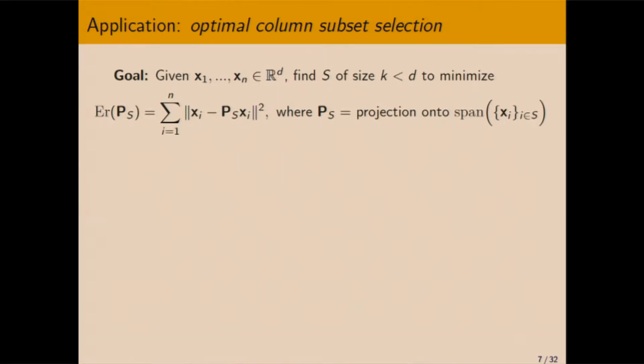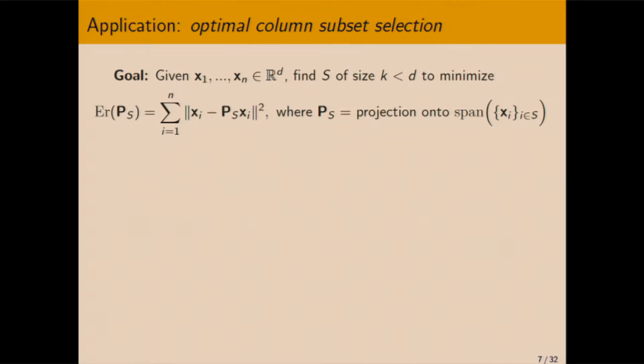Okay, so as an example application, as one last motivation for talking about DPPs, I'll talk about a task which I think should be most familiar to this audience, which is column subset selection. So this problem is as follows. We have n vectors in d dimensions. We want to select a small subset to minimize the following quantity over there.